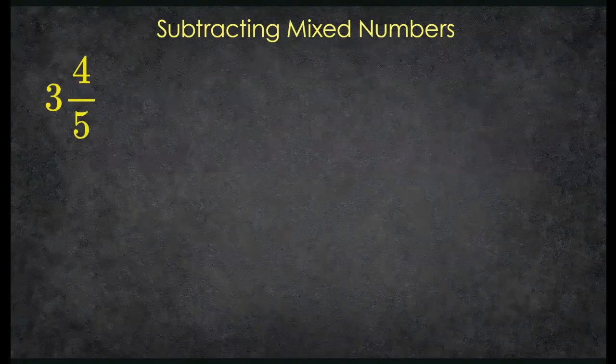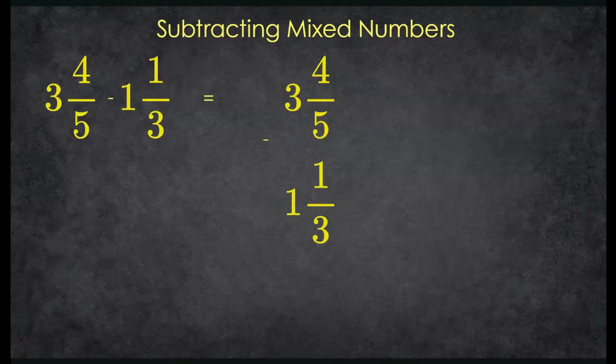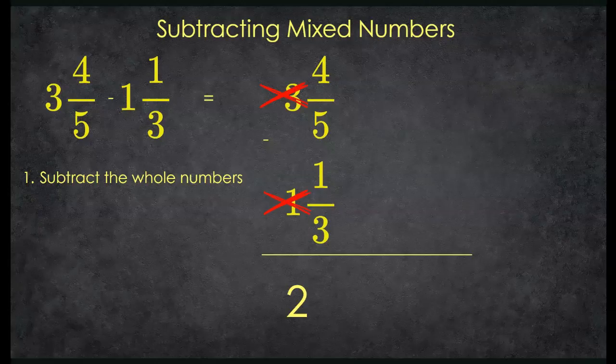So I'm going to be subtracting 3 4/5 minus 1 1/3. The very first thing I want to do is rewrite this problem like I would be doing subtraction through standard algorithm. So I'm going to be rewriting it and lining everything up vertically. 3 4/5 minus 1 1/3 should be stacked. Everything should be lined up. The whole numbers lined up with the whole numbers. The fractions lined up with the fractions. So my very first step is I want to subtract just the whole numbers. 3 minus 1. That is going to give me a whole number of 2.